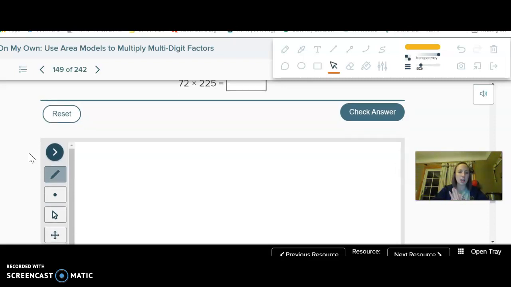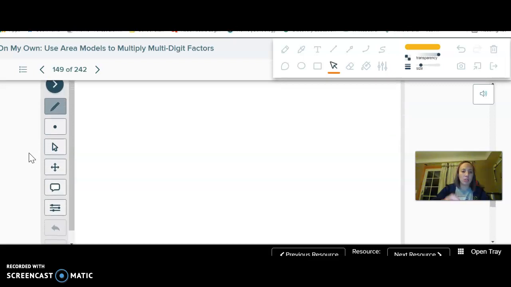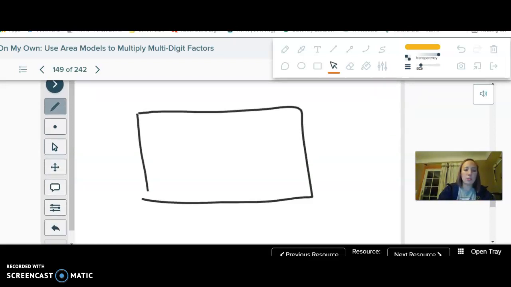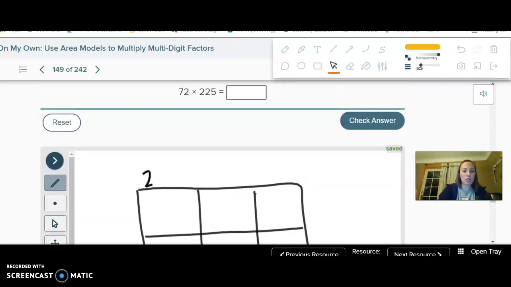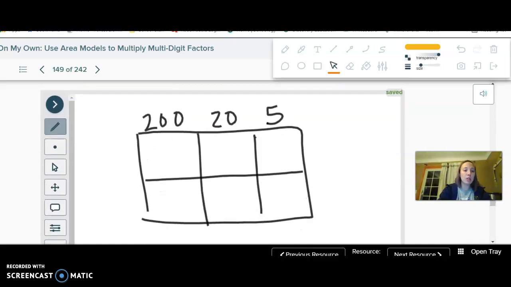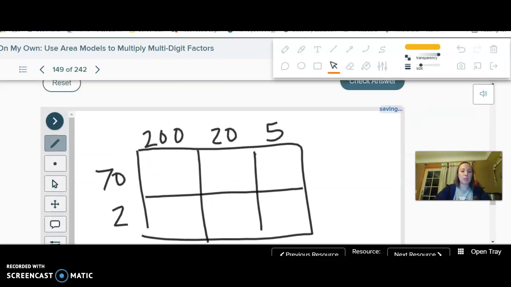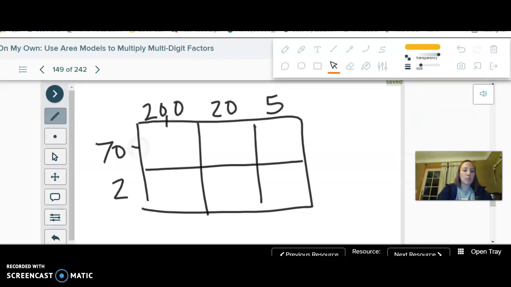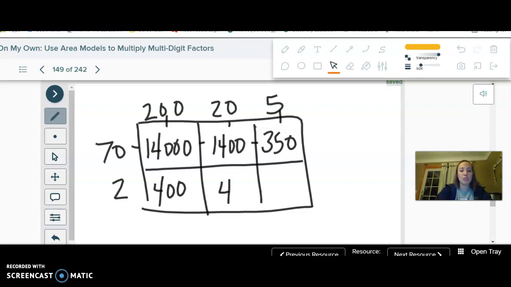All right, hopefully you took the time you needed and you got it. 225. So notice how I'm just making a big old box, because why not? It's much easier than trying to squish it in. I'm writing it in expanded form. Writing that in expanded form. So now I have 2 times 7 is 14 with 3 zeros. 2 times 7 is 14 again, just with 2 zeros. 5 times 7 is 35 with 1 zero. Here we have 400, 40, and 10.